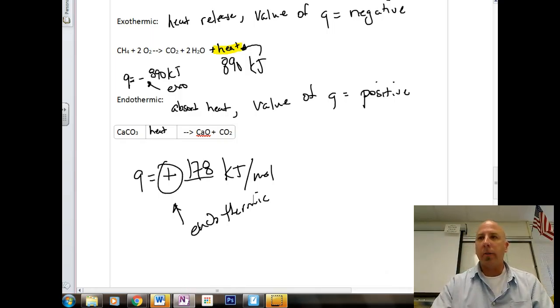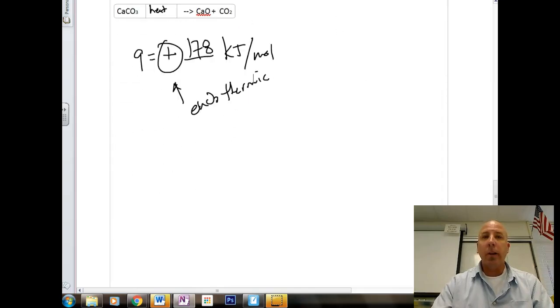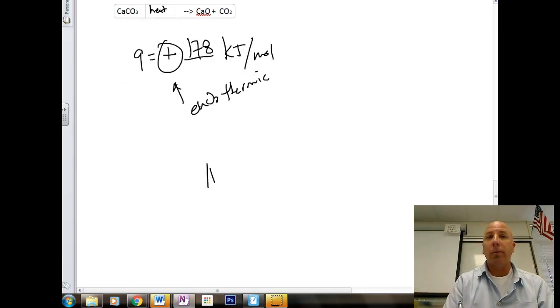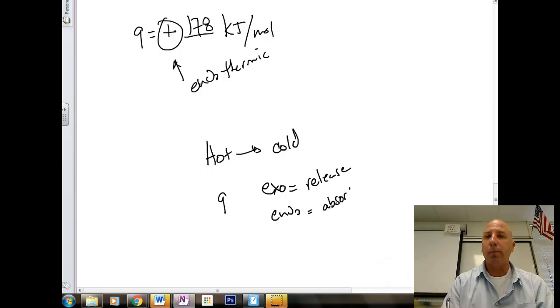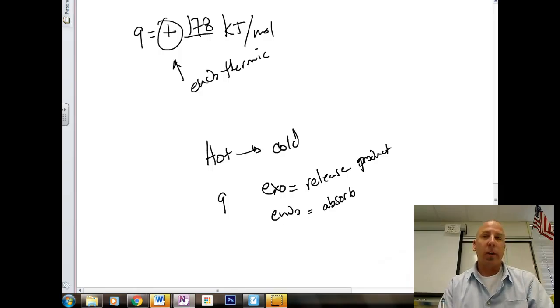And that is our talk today about heat. Once again, remember, heat is always transferred from hot to cold. Okay. Remember that we can either absorb heat or release heat. This value, which we represent as Q, can be exothermic, which is a release of heat, or endothermic, which is an absorption of heat. Remember, exothermic reactions have the heat value as a product, and endothermic reactions have the heat illustrated as a reactant.